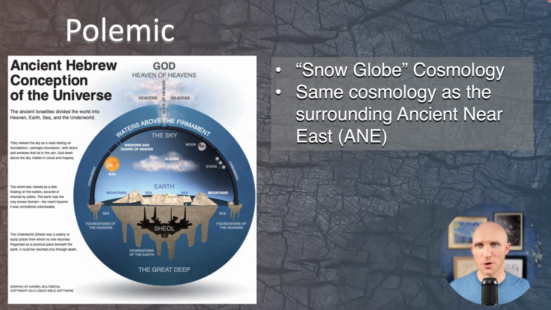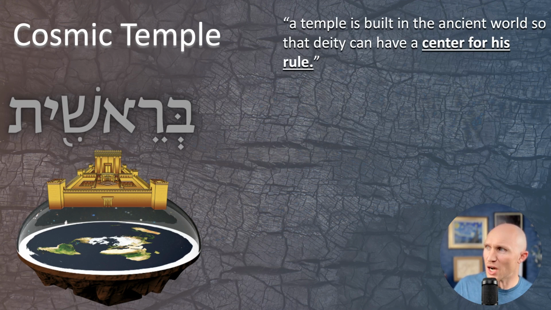And if you're curious about this, I will throw some links to some articles and papers, commentaries, etc. in the description below. And a view that's very similar to the polemic view and often goes hand in hand with it, people often hold both of these views together, is the cosmic temple view. And this is the idea that Genesis chapter 1 describes God creating his cosmic temple.